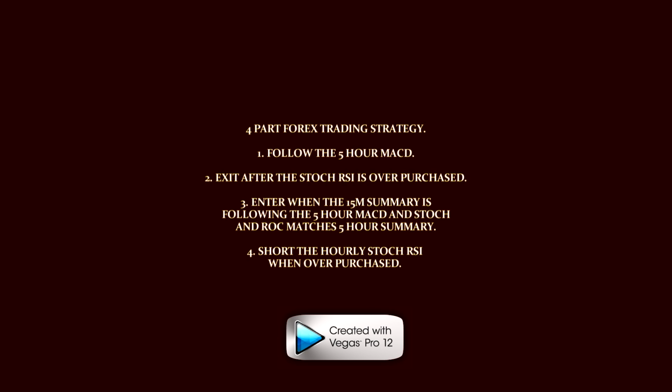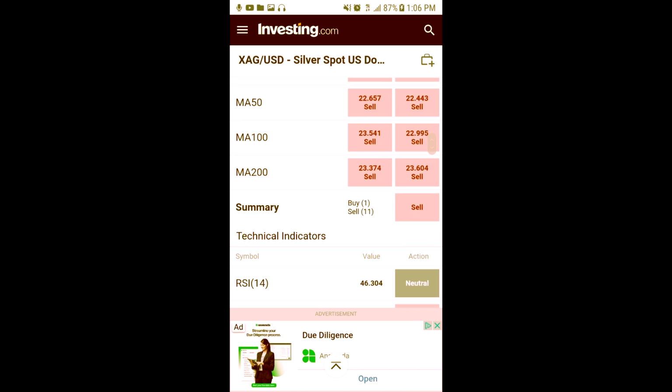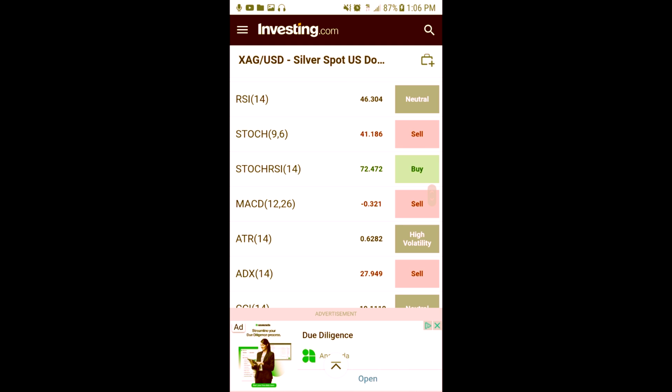So now, 30-minute, which is next up after the 15-minute. It says summary is a buy, indicating a strong buy is on the way because the chart right under it, a very important chart, the 15-minute chart. You're always using the 15-minute chart for entry.